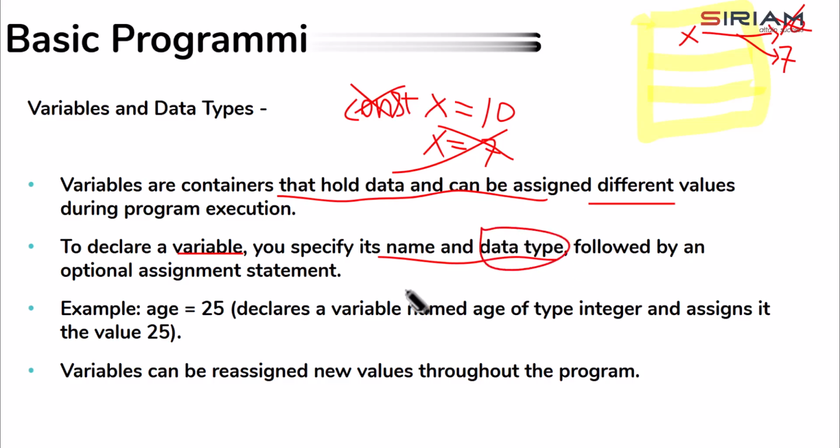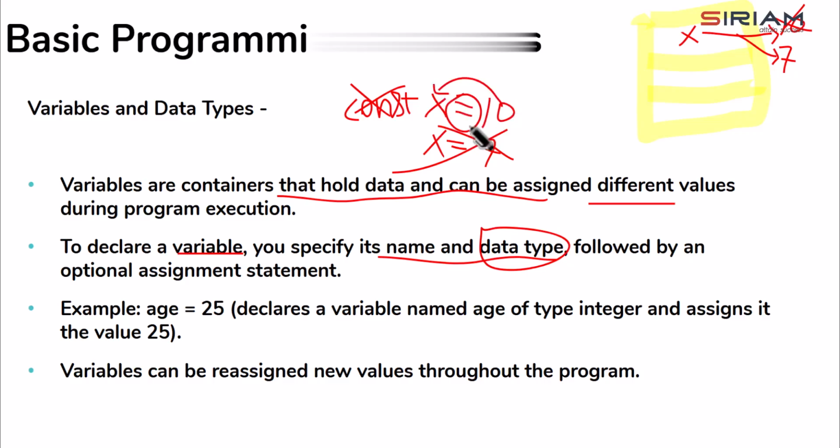Followed by an optional assignment statement, right? Some optional assignment operation has been done, just like here. You can see the equal to sign, that is called an assignment operator. That 10 is the value which is assigned to x, right? So this is the one thing: when you are defining a variable, you must have three things.